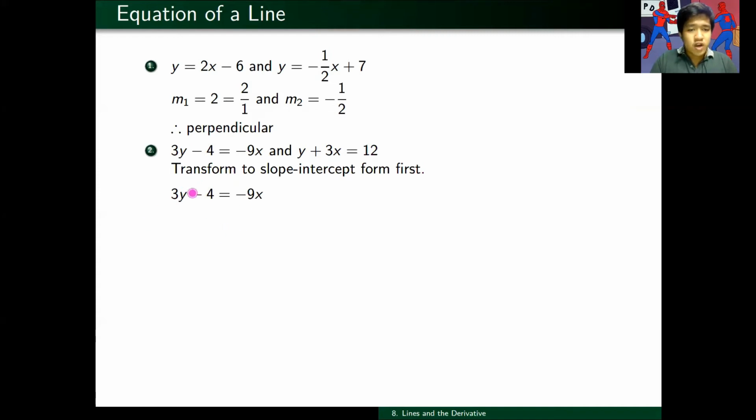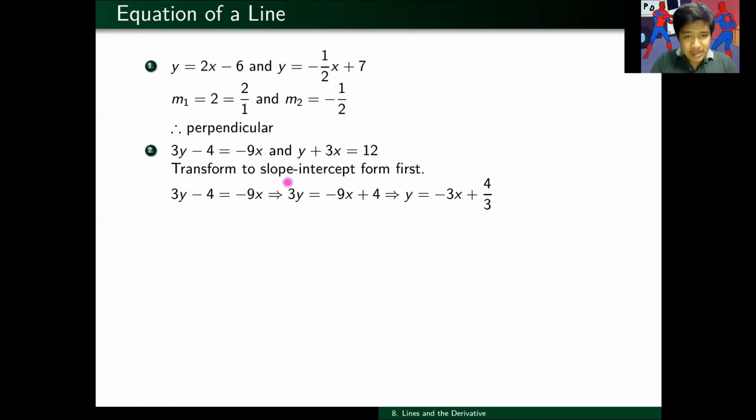So if I transform this, the goal is to isolate y here and then the rest is on the other side. So itong 4, pwede kong ilipat sa kabila. I get plus 4. But again, this is y equals mx plus b, no? So kailangan y lang to, wala siyang coefficient. So I can divide both sides by 3.